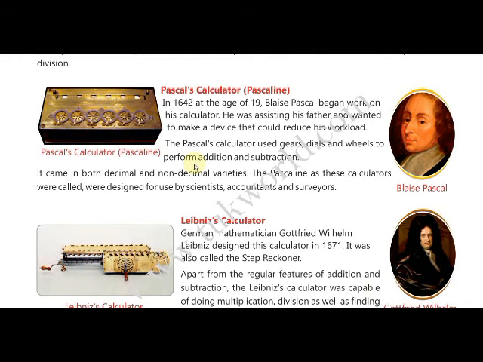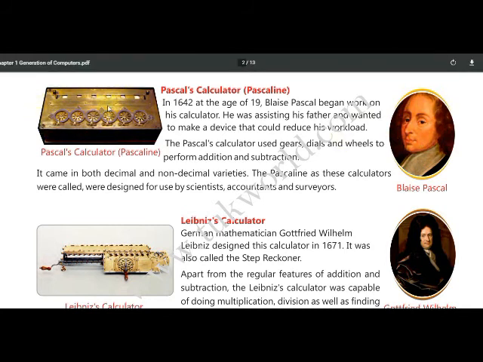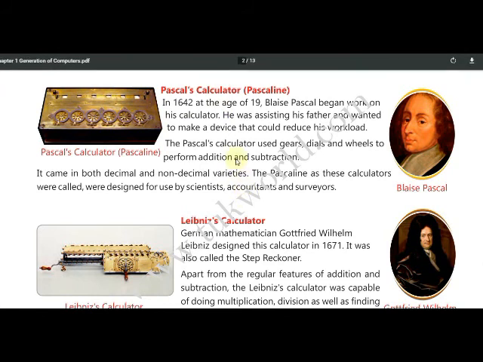After this it became famous and popular, and started to be used by scientists, accountants and surveyors. And you can see who he is. He was Blaise Pascal, and what is that? This is Pascal's calculator, and that is called Pascal line. It was invented in 1642.